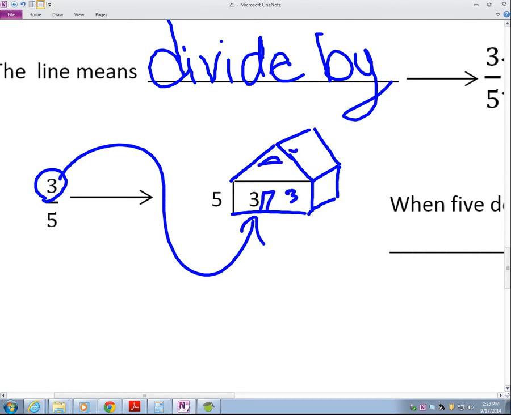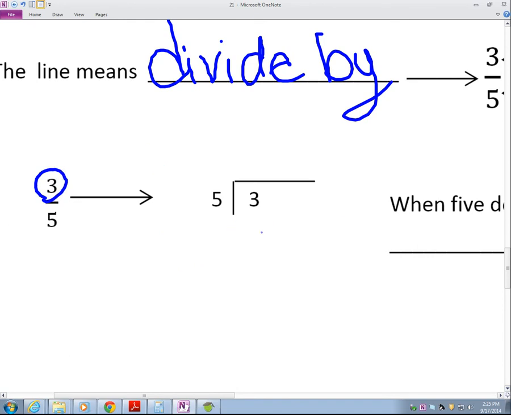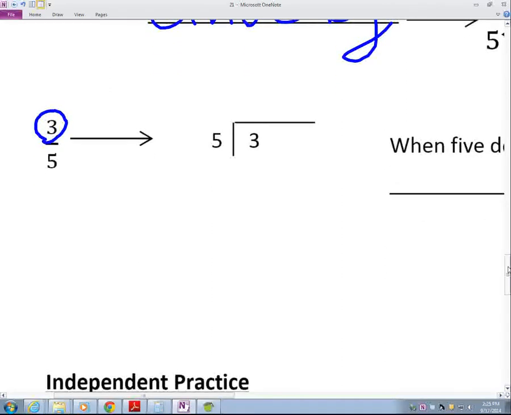Well, you made it a house. I was doing that. No, it goes inside the house. It's a good thing you're doing your notes in pencil. Now, the dividend goes on the outside.